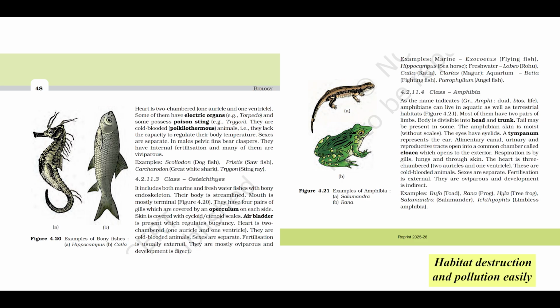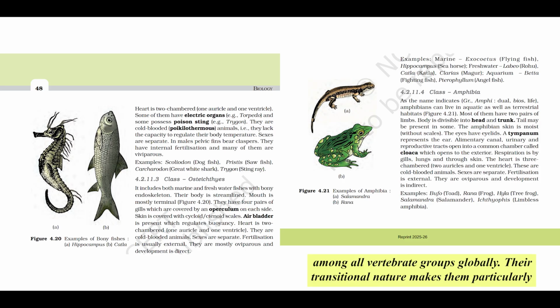Habitat destruction and pollution, easily absorbed through their skin, add further pressure. This combination of factors is why amphibians are currently experiencing one of the highest rates of decline and extinction among all vertebrate groups globally. Their transitional nature makes them particularly sensitive to environmental shifts. A critical point about their vulnerability.